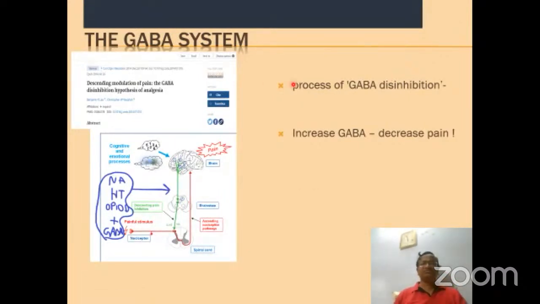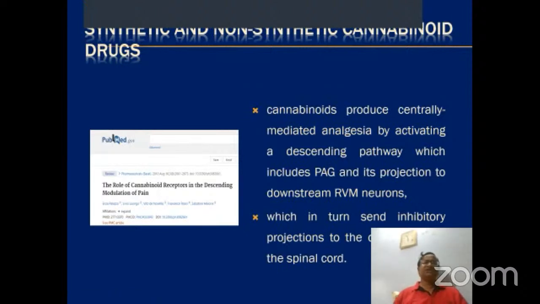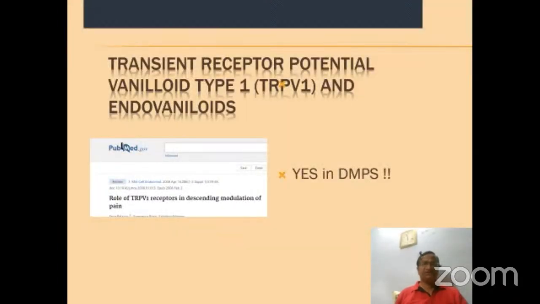There is also descending modulation of pain by GABA. Increasing GABA decreases pain. It is also there in the descending modulation. Synthetic and non-synthetic cannabinoid drugs also influence the PAG and the RVM neurons, thereby controlling the descending modulation. Then TRPV1 receptors, transient receptor potential vanilloid type 1, and vanilloids.